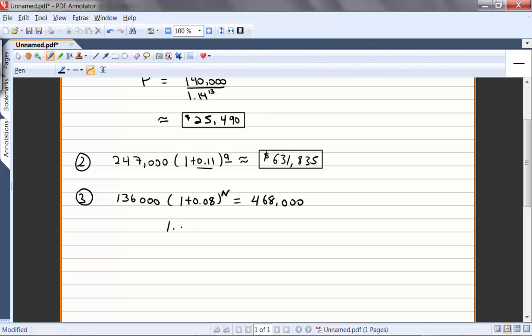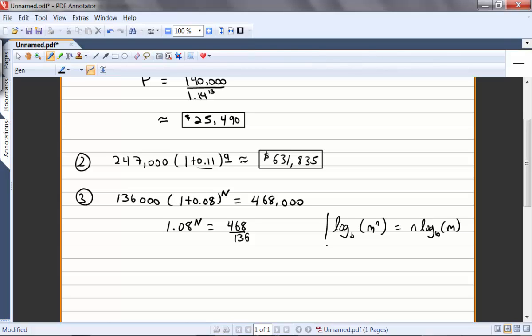Let's first isolate 1.08 to the power of n. Divide both sides by 136,000. 468,000 over 136,000 is the same thing as 468 over 136 because the 3 zeros cancel each other. Now we need to isolate n. Here we use the natural logarithm, or the logarithm. It doesn't matter which logarithm you use. Logarithms have the property that the log, whatever the base is, of some number to any power is equal to that power times the log of that number.